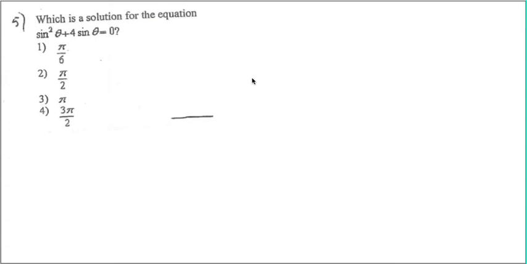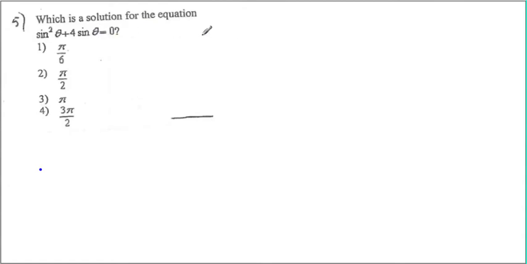Hello, so we'd like to look at a few review questions from Algebra 2 and Trigonometry. Let's get started here. Which is a solution for this expression? Now, one of the things which we can do here is this.